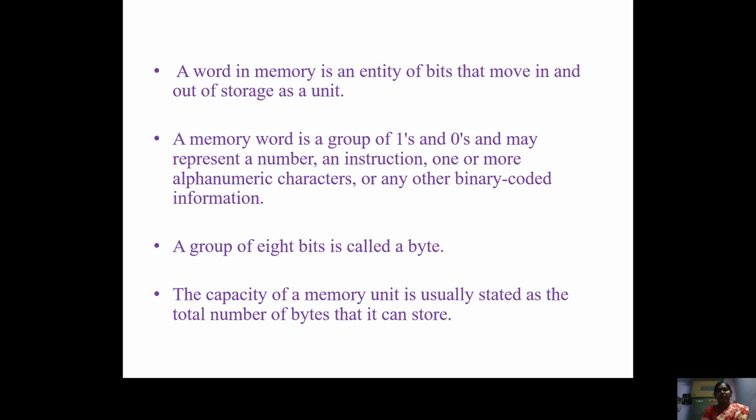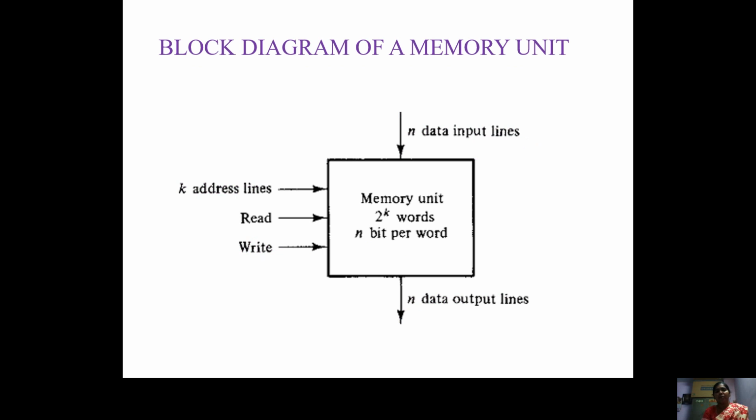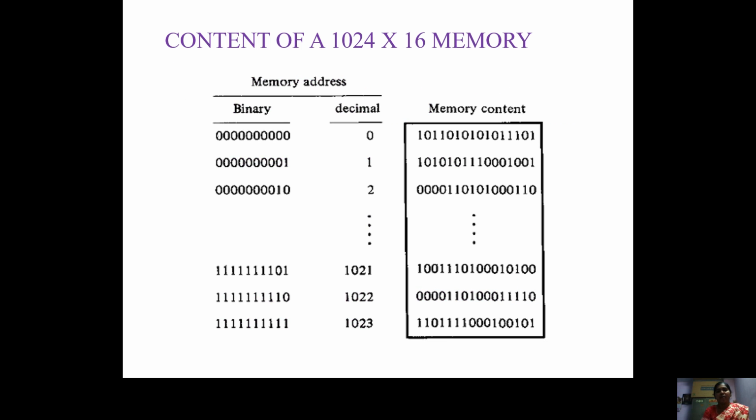So for example, if you look at this diagram, we will get to know this easily. This is the content of a 1024 by 16 memory. That means it is possible to hold 1024 locations. So it is able to hold 1024 addresses, and the information present in any location out of the 1024 is of 16 bits.